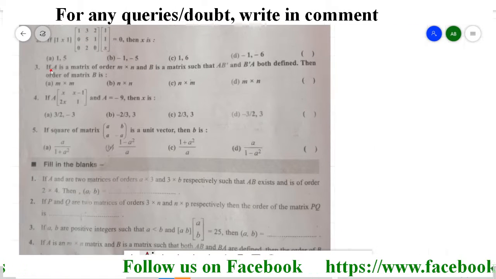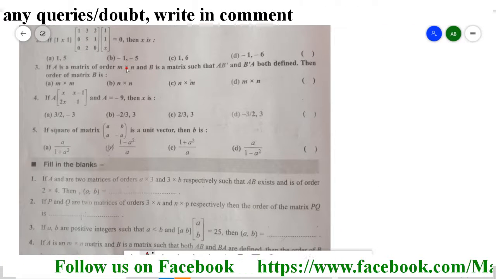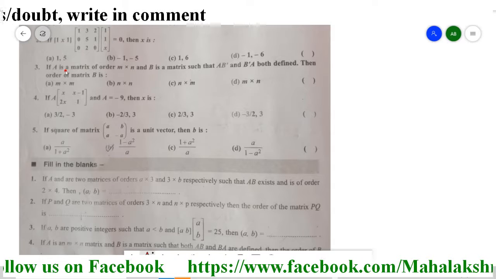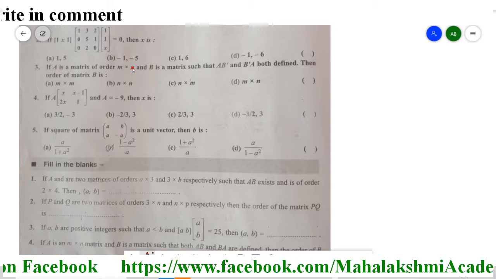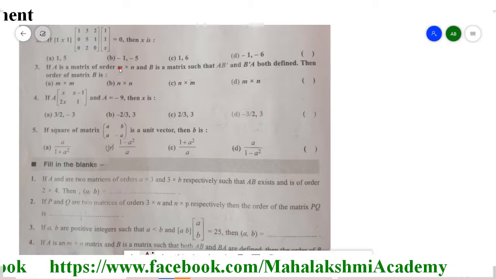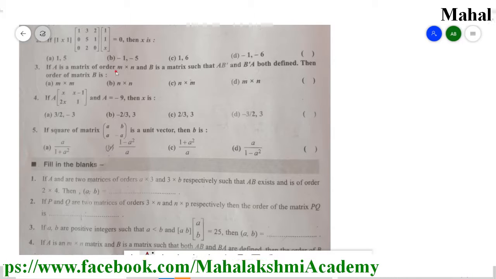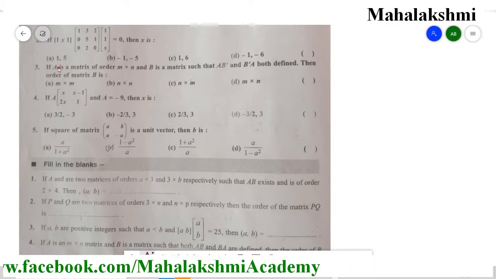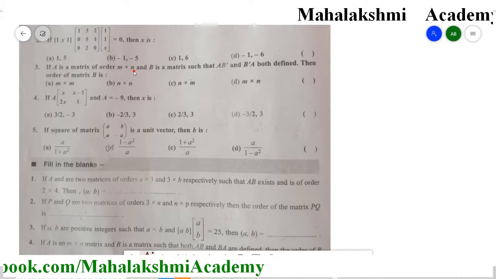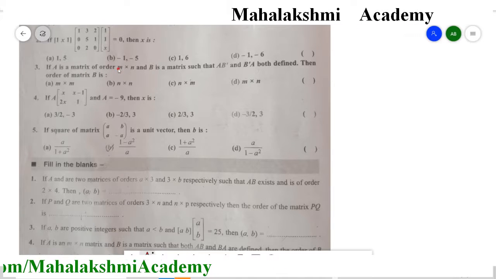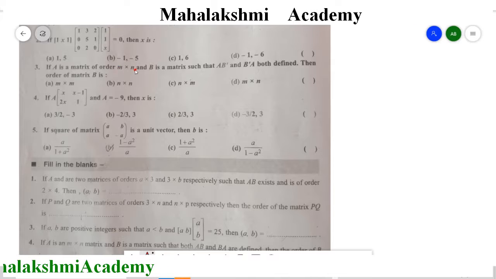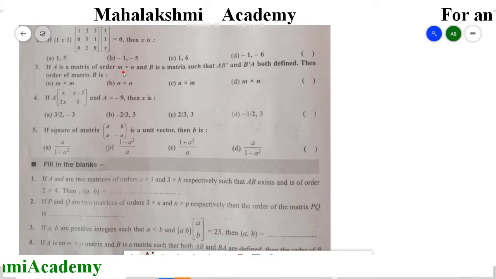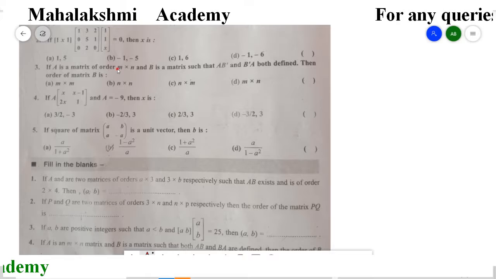The question is, if A is a matrix of order m cross n. So the order of matrix A is given to us. Order means the number of rows in matrix A is m and the number of columns is n. The first place is for the row and the second place is for the column. Again I am repeating, first place is for row and second place is for column.